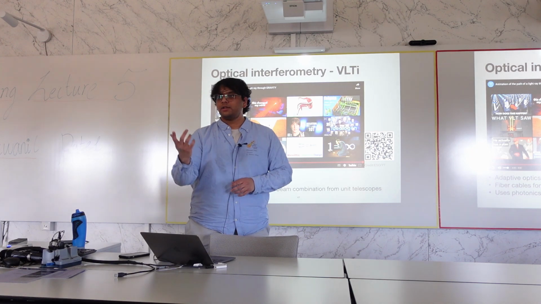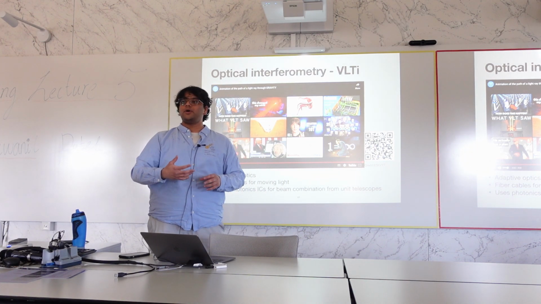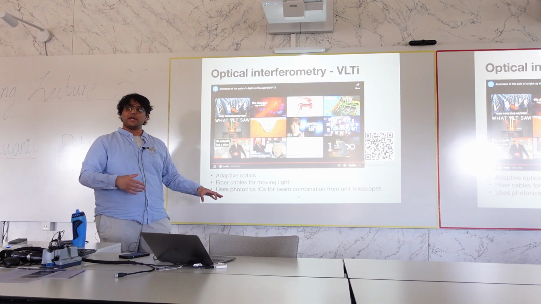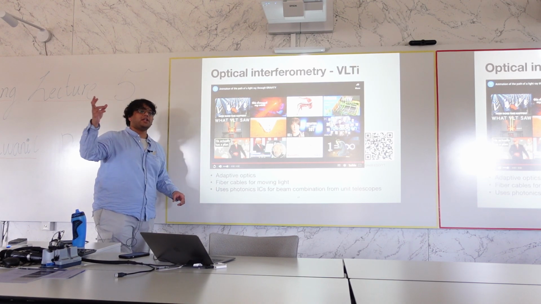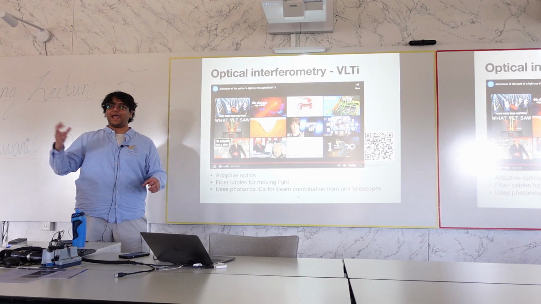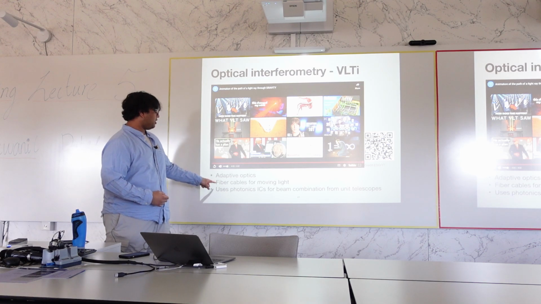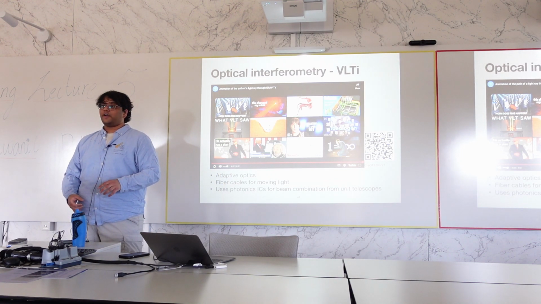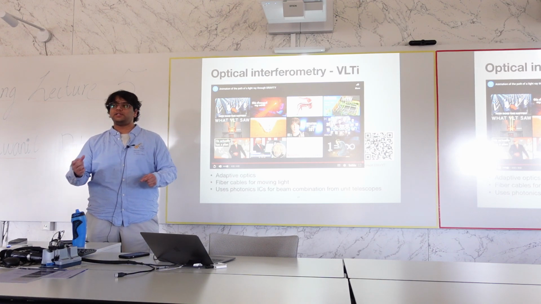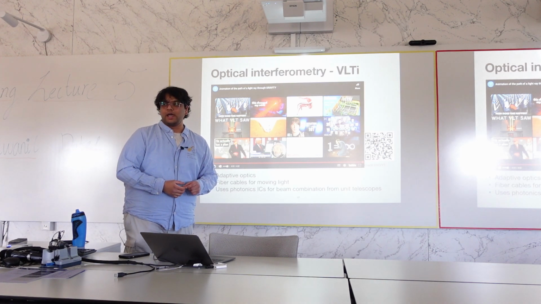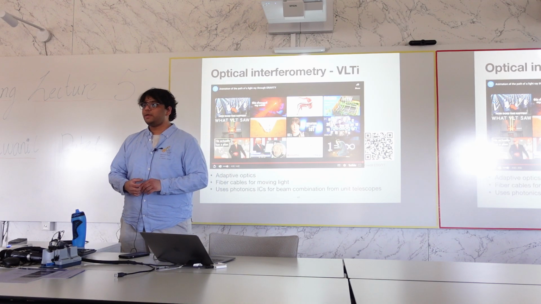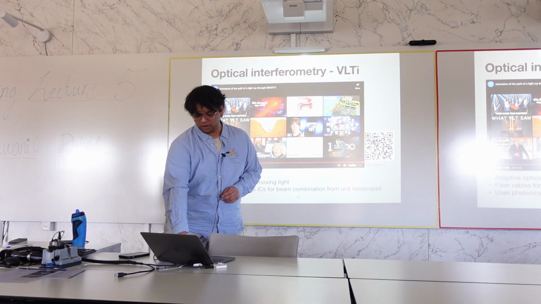So again, what this whole video does is show us an example of how adaptive optics works. You need another adaptive optics for your unit telescope and before you combine as well. We are using fiber optics cable for moving light into these really small, intricate spaces, and it also uses photonic integrated circuits for beam combination from each of the unit telescopes.